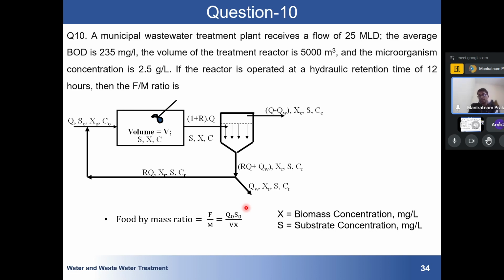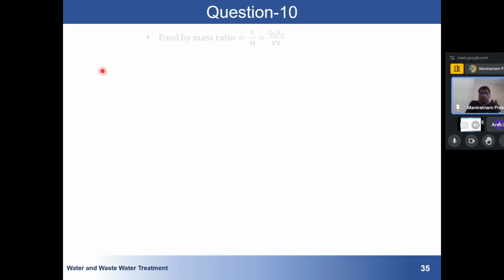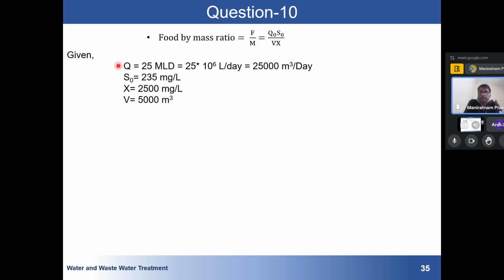Okay, and the mass, the microorganisms present in the system, will be given by V into X, that is volume into the microorganism concentration. So food to mass ratio is given by this, and for our question it is given 25 MLD, that is 25 into 10 to the power 6 liters per day. We know that 1 liter is equal to 10 to the power minus 3 meter cube, so that results in 25,000 meter cube per day. S naught, what is S naught? Initial BOD, that is coming into the system.